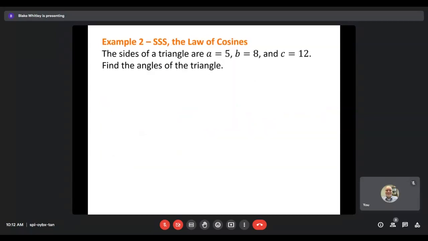All right, so example 2 says the sides of a triangle are 5, 8, and 12. We want to find all the angles of that triangle. Now, I'm going to start by just sketching the triangle.